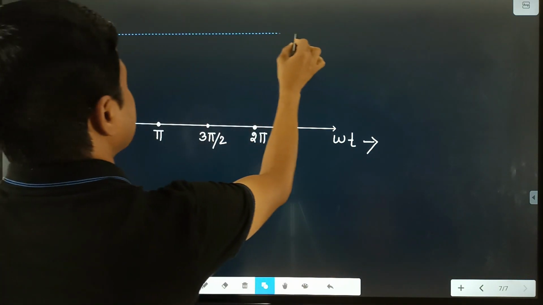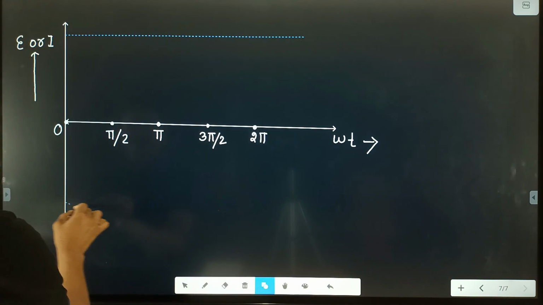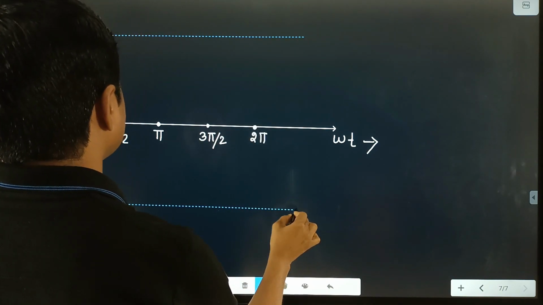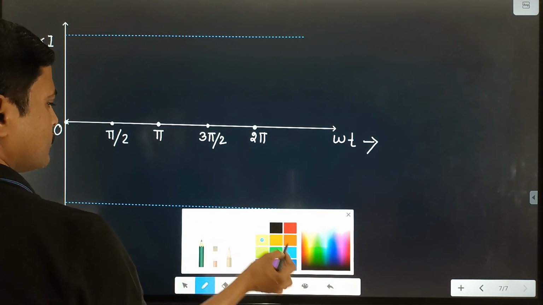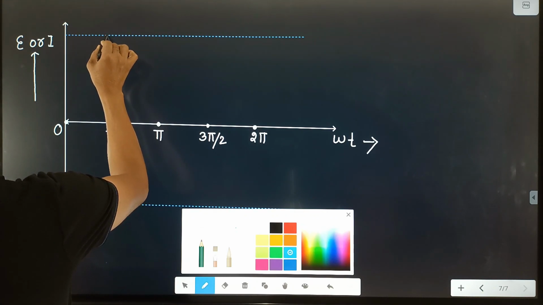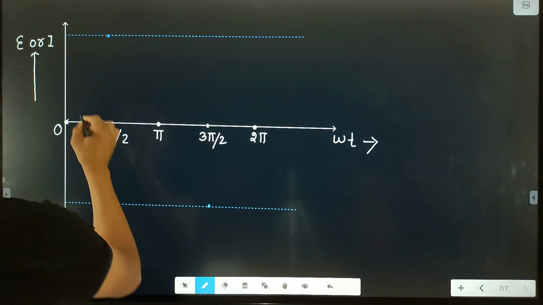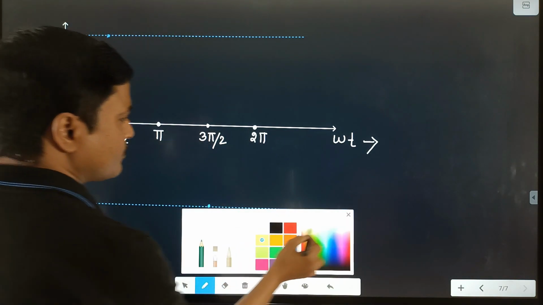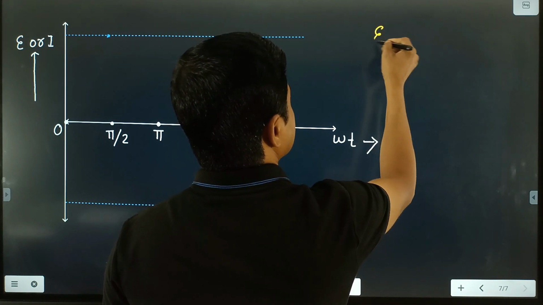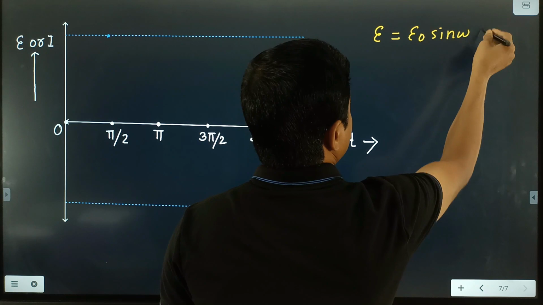Suppose this is the maximum value of the EMF, or peak value. On the negative side, this is also the maximum value of EMF. This is the peak value of EMF, and this is the peak value of the EMF on the negative side. And you know the equation for EMF: E equals E0 sin omega t.